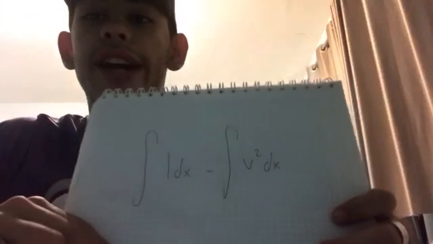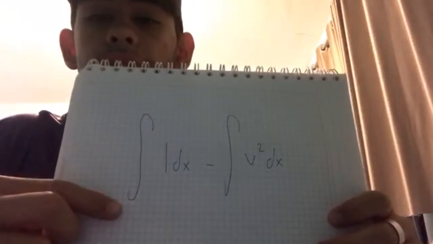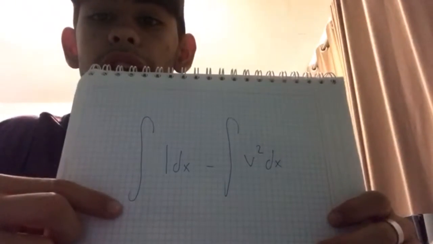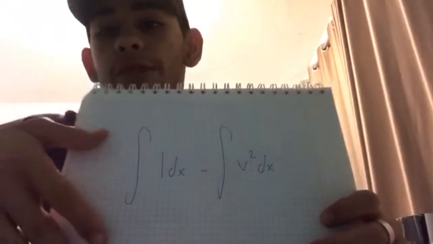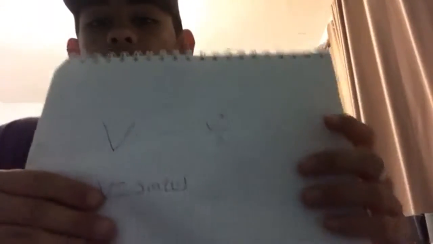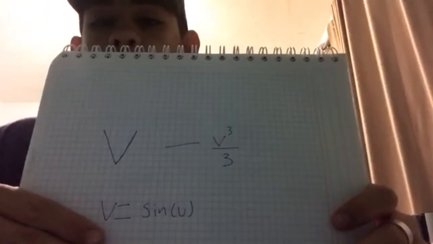So this step ends here. Then we need to integrate the 1 dx and the b squared dx. It's pretty simple. The integral of 1 is b, and the integral of b squared is b cubed over 3.